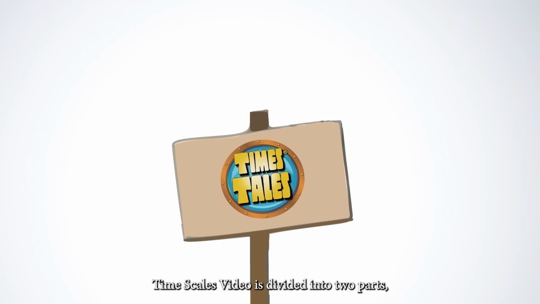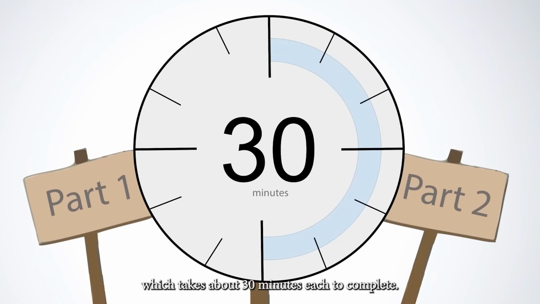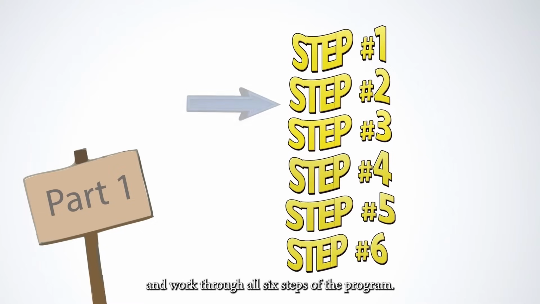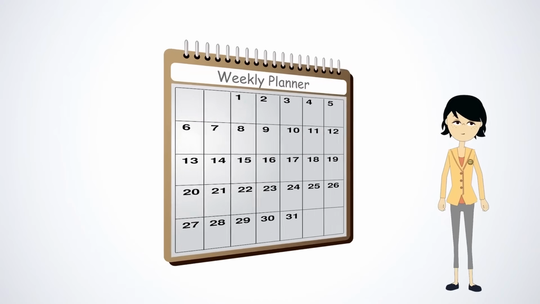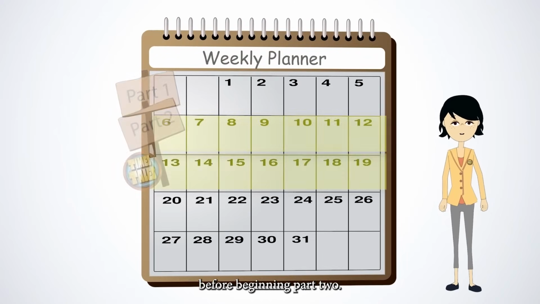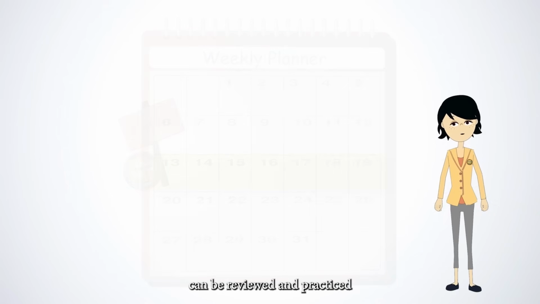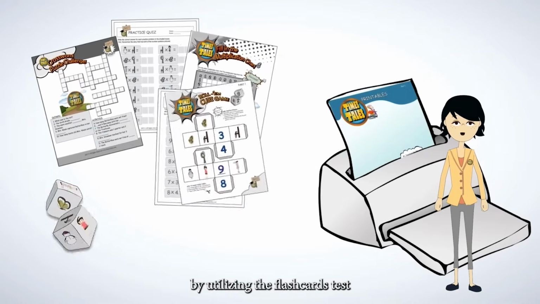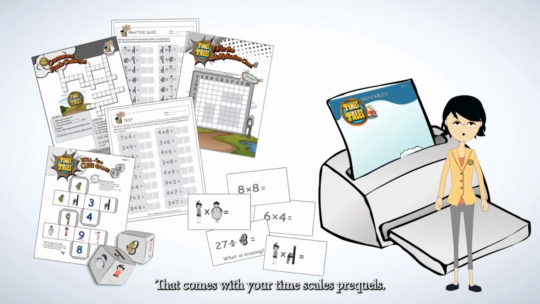TimesTales video is divided into 2 parts, which takes about 30 minutes each to complete. Begin with Part 1 and work through all 6 steps of the program. I recommend allowing at least 1 week after completing Part 1 before beginning Part 2. During this time, the multiplication facts can be reviewed and practiced by utilizing the flashcards, test, and other reinforcements that comes with your TimesTales printables.